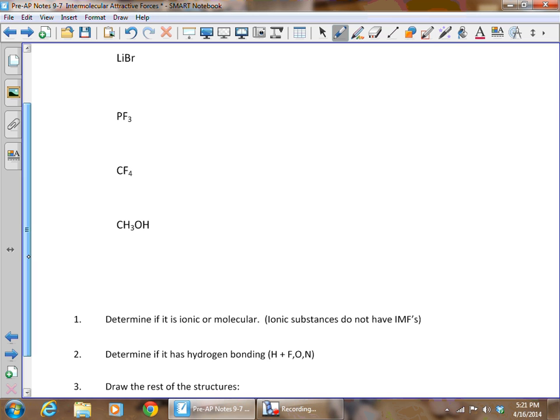The first thing you want to check for is if it's ionic or molecular. Because if it's ionic, it's not going to have any IMFs, and you're going to put an X through it right away. So remember, ionic is something that is a metal plus a nonmetal. So any of these up here that is a metal plus a nonmetal is going to be ionic, and it's not going to have any intermolecular attractive forces. So if you look through here, hopefully pause it for a minute and find that one. There is one up here, and it's lithium bromide. Lithium is a metal, bromine is a nonmetal, so that's an ionic compound. So it will not have any IMFs, so that has nothing, okay?